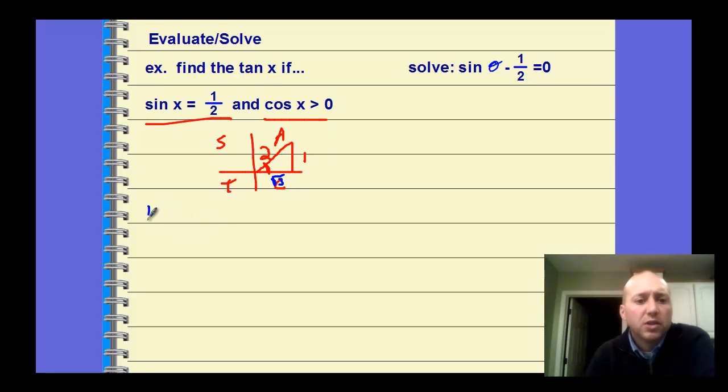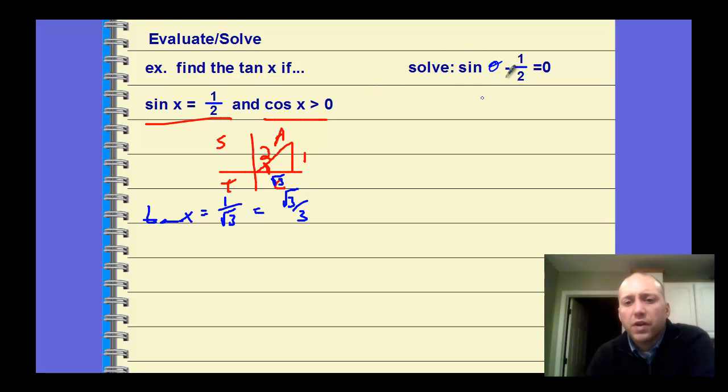And so I want to find the tangent of that angle. It's going to equal the opposite, 1, over the adjacent, square root of 3, which is the same thing as the square root of 3 over 3 if you rationalize it. And so that's really a review of last chapter.